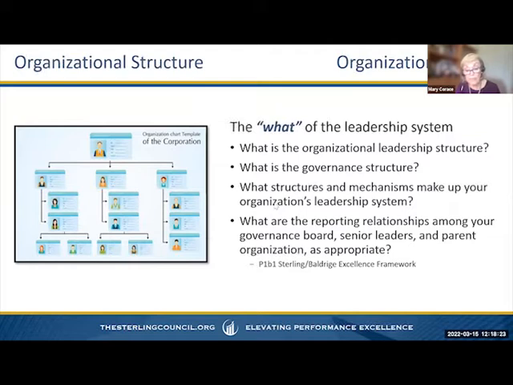So the organizational profile asks, what is the organizational leadership structure? What is the governance structure? What structures and mechanisms make up your leadership system? And then what are the reporting relationships among your governance board, your senior leaders, your parent organization as appropriate? And it should be truthful.